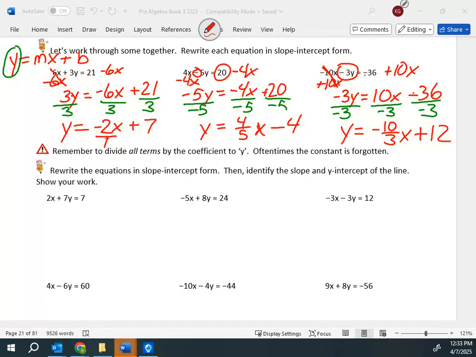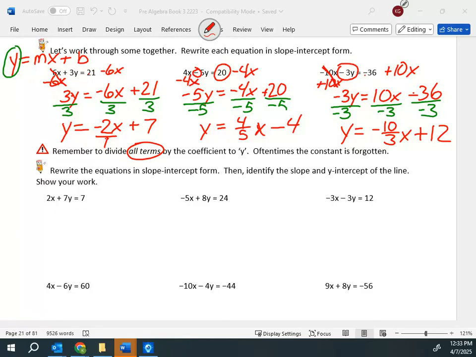Okay, so don't be overwhelmed by this. It's just one step at a time. Remember to divide all of the terms by the coefficient of y. So I went in green, and I did all 3 terms get divided by that coefficient. So often people will only divide the x by it, and they forget to divide that constant by it, and we get the wrong answer. Okay, we need to make sure to divide all 3 terms by that coefficient.